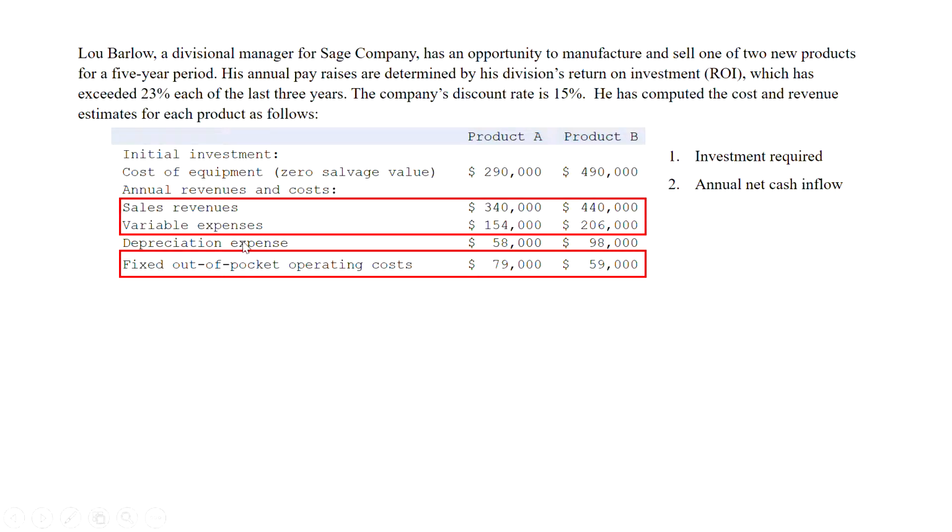Why do we exclude depreciation expense? Because it's a non-cash expense, not actually cash flowing out. So for example, for product A, it's sales revenue of 340,000 minus variable expenses of 154,000 minus fixed out-of-pocket of 79,000 equals $107,000. And I just added a line so I have that later on. You can pause the video and make sure you can come up to, for B, $175,000 to make sure you're on track.